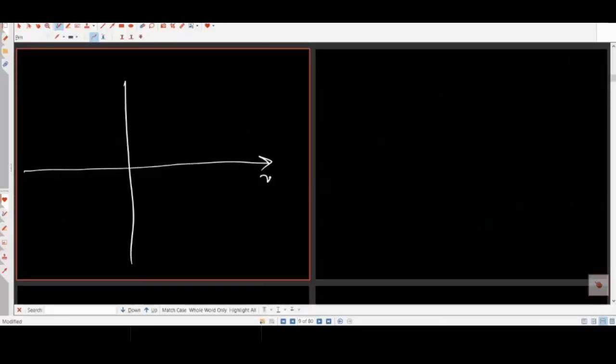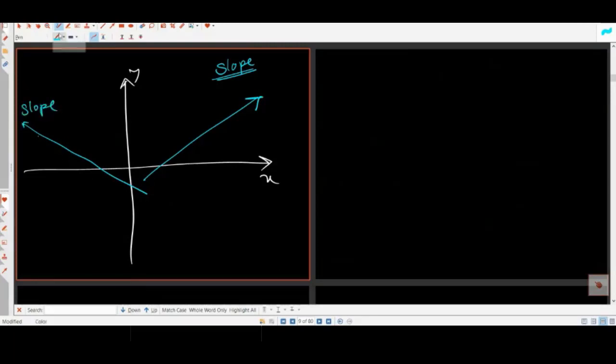Again, we have the x-axis and y-axis, that is the xy plane. So suppose we have a line here. First of all, we need to understand what is the slope of that line. Let's say we have another line here. We need to understand what is the slope of this line. So how we can understand what is the slope of any line that is of the form y equals mx plus c? So this is by checking the angle.